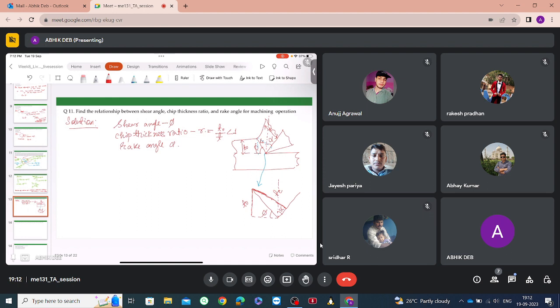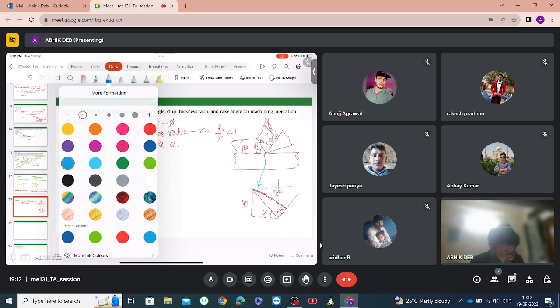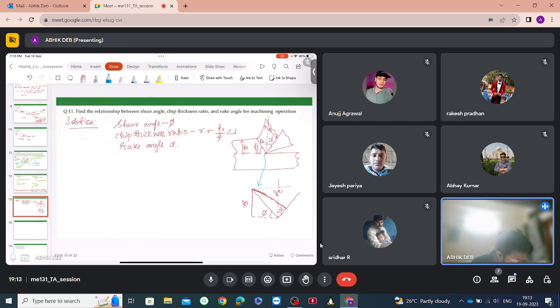So suppose we draw a line parallel to this here. So what will be this angle? This angle will be equal to phi. How? These are alternate angles. So alternate angles are equal.